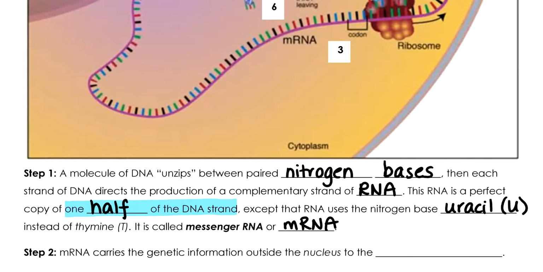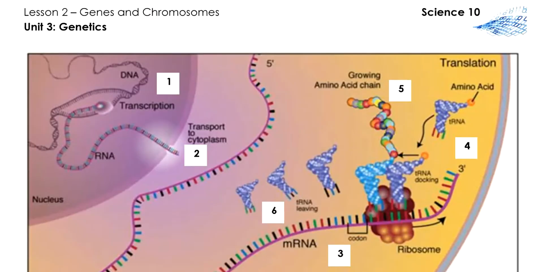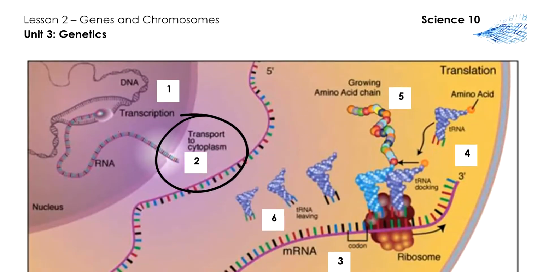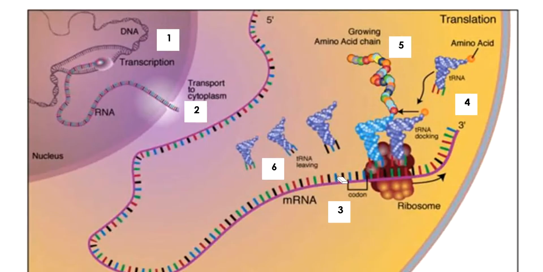In step 2, the mRNA carries the genetic information to the cytoplasm, which is the interior of the cell where protein synthesis takes place. You can see that in the diagram here. Transport to cytoplasm as the strand of mRNA exits the nucleus. In step 3, the mRNA arrives at the ribosome. This organelle is the site of protein synthesis.